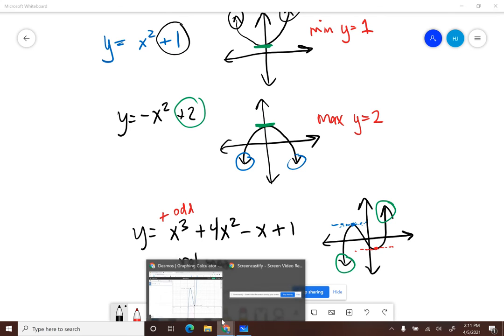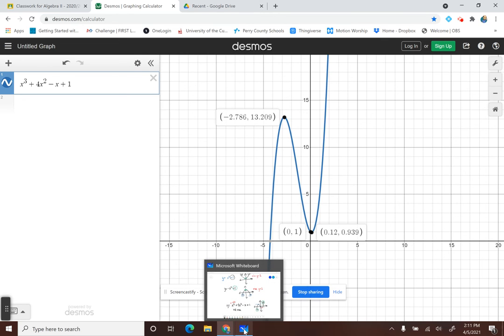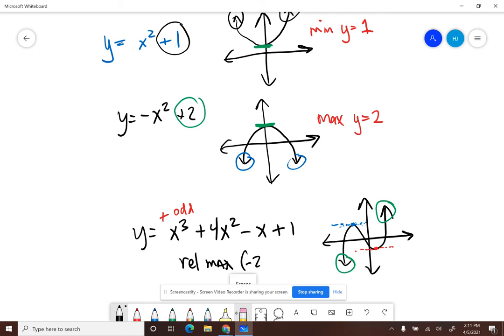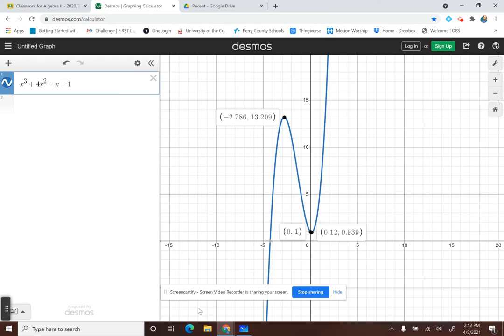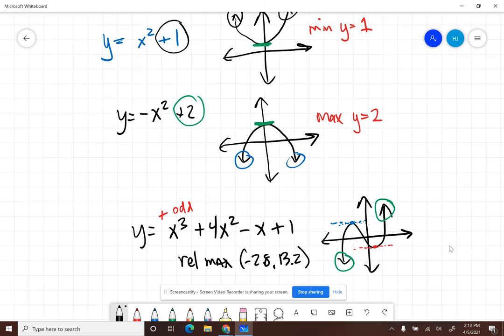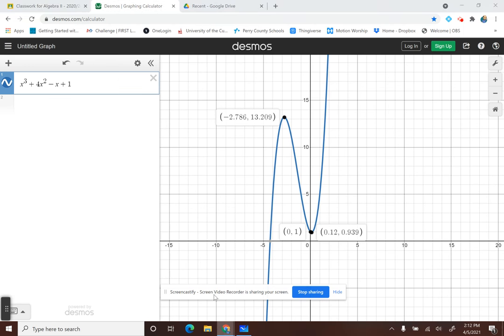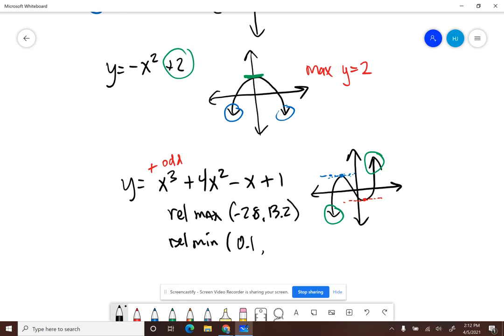So again, on this one, we would say it has a relative maximum at negative 2.8 and 13.2. That would be the relative maximum of that particular graph. And our relative minimum, we're just going to get that right from our graph. The relative minimum is 0.1 and 0.9.